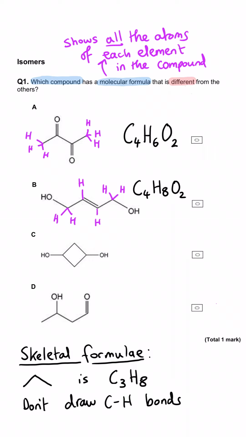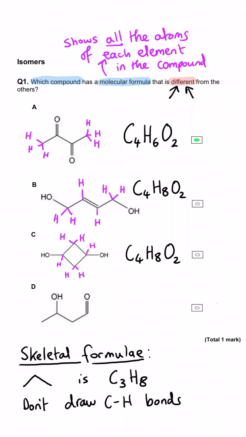So here we've got a ring of 4, so that's 1, 2, 3, 4 carbon atoms, so it's C4. There'll be 2 hydrogen atoms in this position, 2 in this position, only 1 on both of these 2 sides, so that's C4H6 so far. Then there's the 7th and the 8th hydrogen, so this will be C4H8O2, which matches what we got for B, which means that A is the one that's got a different molecular formula to all of the others.